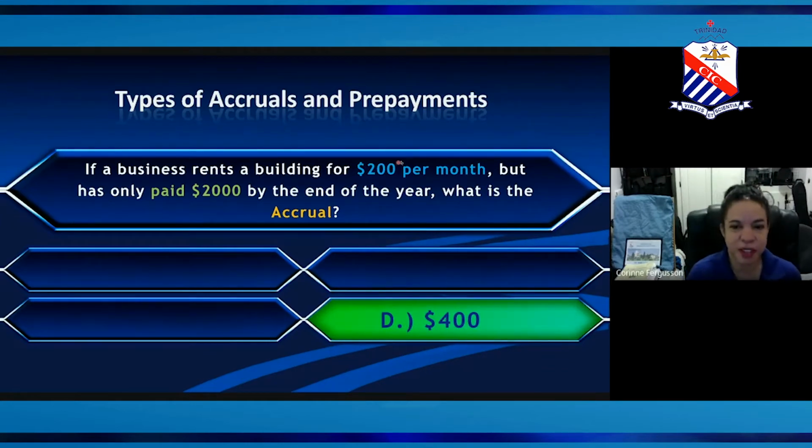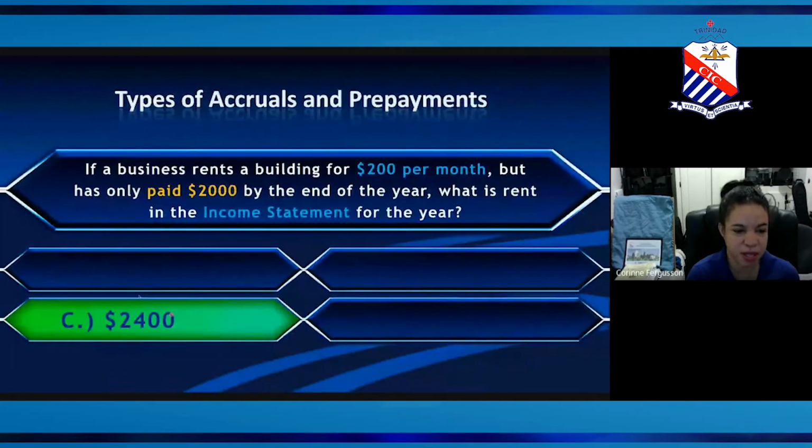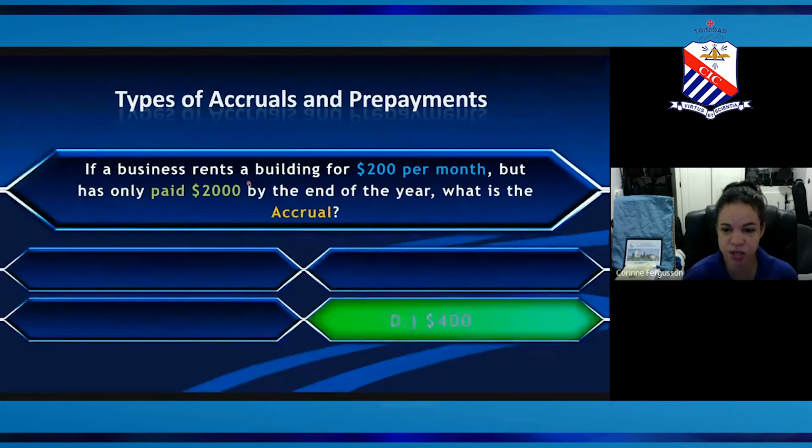So let's explain that one. How much is the amount incurred? 200 multiplied by 12, which was the 2,400, which we had done in the previous one. This is the amount incurred, 2,400. This is the amount paid, 2,000. The amount paid is less than the amount incurred. And how much is it less by? 400, which means that they are still owing 400. So that is how we got 400 for this one.